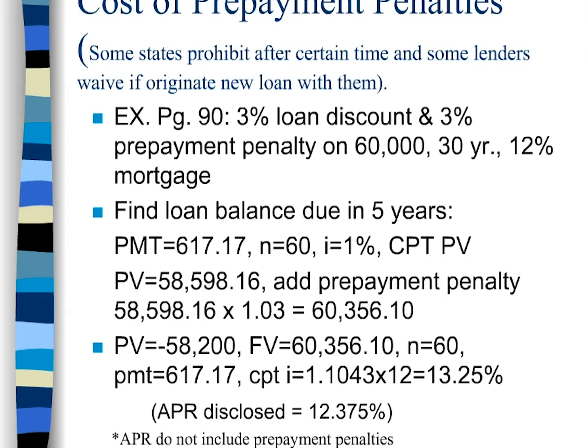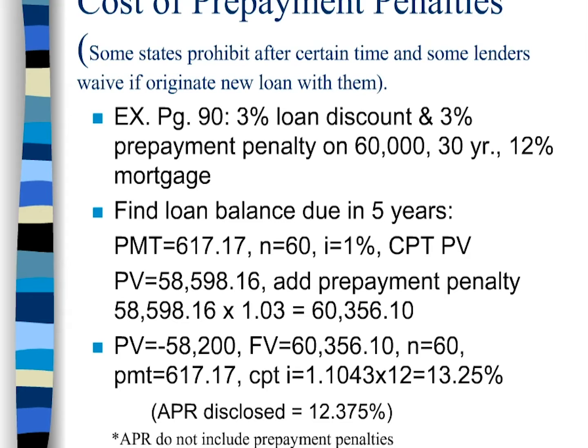So the present value is a negative $58,200. Okay, that was the 60,000 we need to borrow minus the 3 points. Then the future value is 60,356.10. That's the loan balance at the end of 5 years plus the 3% prepayment penalty. N is 60, because it just said we're holding this for the 5 years. We calculated, again, the payment with the 12%, and that came out 617.17. And we compute the interest rate, again, a monthly, so we multiply it times 12, and now we see it goes up to 13.25.